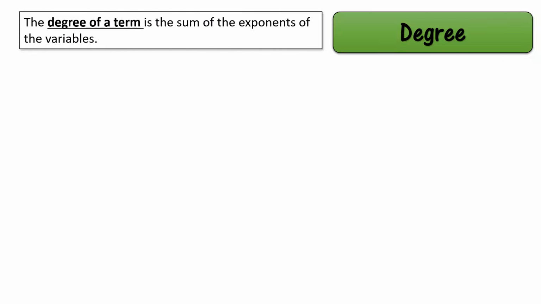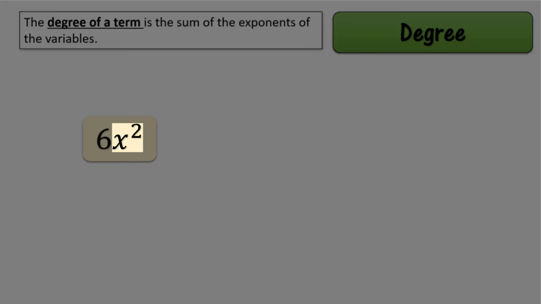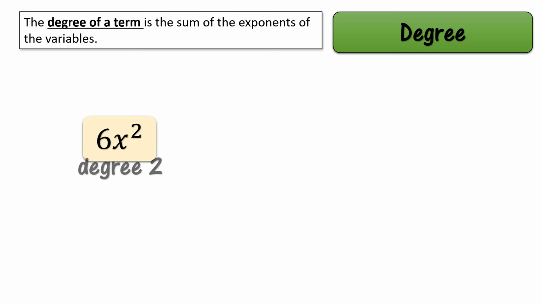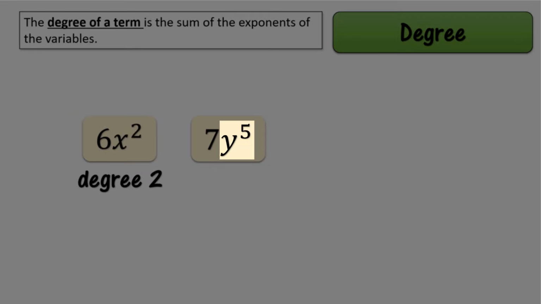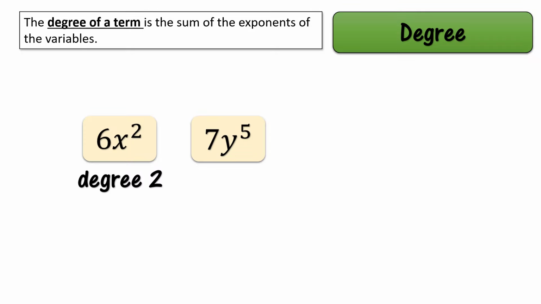Let's take a look at classifying polynomials by degree. In general, the degree of a term is the sum of the exponents of the variables of the term. That definition seems complex when it's written out like this, however, the idea is quite simple. Here's an example. Here we have a single term, 6x squared. There is one variable in the term with exponent 2, so the degree is 2. Let's look at another example. The term 7y to the 5th contains a single variable raised to the 5th power, so the degree is 5.